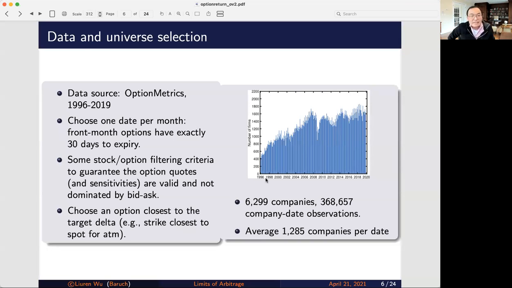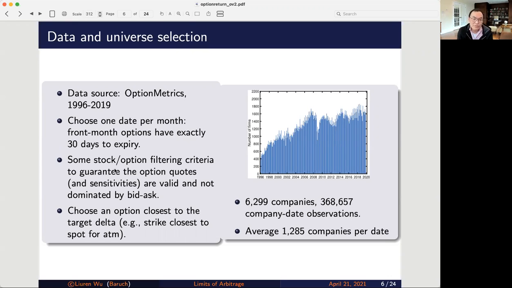So the data is reasonably simple, OptionMetrics from 1996 to recently, 2019. And we choose one date per month to calculate option returns. Meng is very careful. I have been thinking about doing this for a long time, but just didn't have the heart to really process the data. And she's got the data nailed down quite nicely. So we pick a day per month so that the front month option has exactly 30 days to expiry, so that you can create a sort of 30-day return series in that sense, right? And some generic stock option filtering criteria to make sure that the numbers are reasonable, are not dominated by bid-ask spreads and so on.